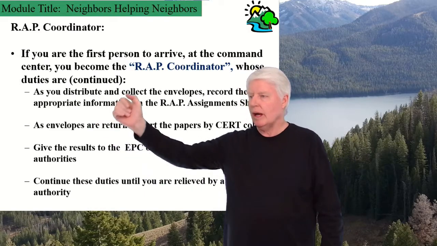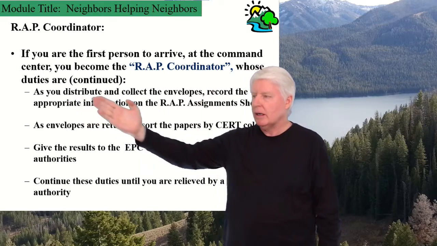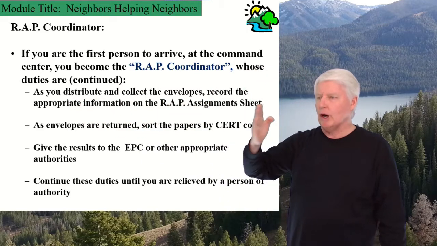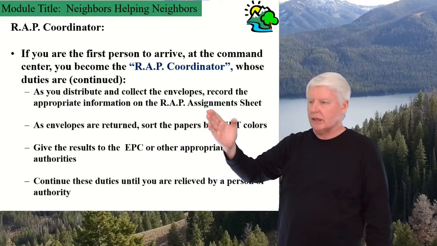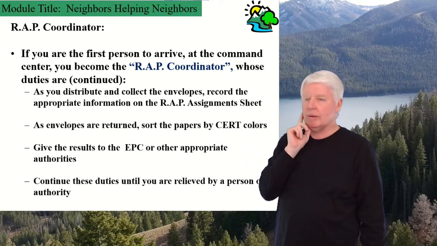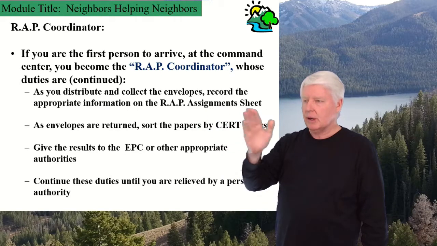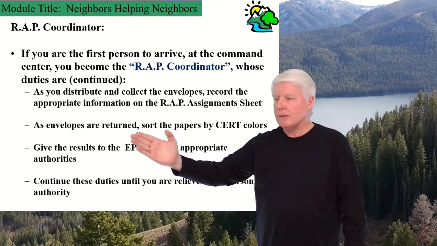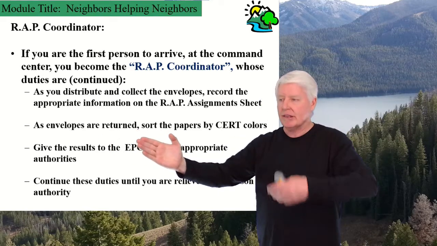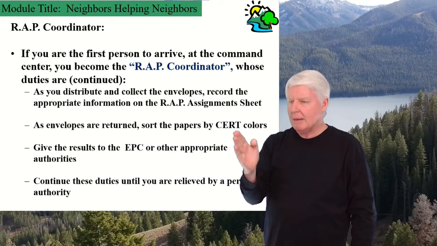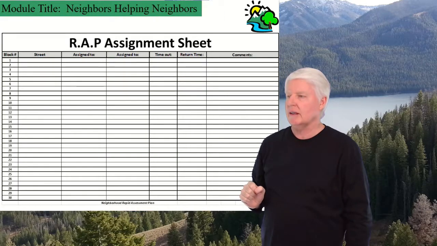Okay, continued. This is still the RAP coordinator, remember. As you distribute and collect the envelopes, record the appropriate information on the RAP assignment sheet. We already went over that sheet, so fill that out. As envelopes are returned, so they went out, they did their assignment, they come back, sort the papers by cert colors. What are the cert colors?